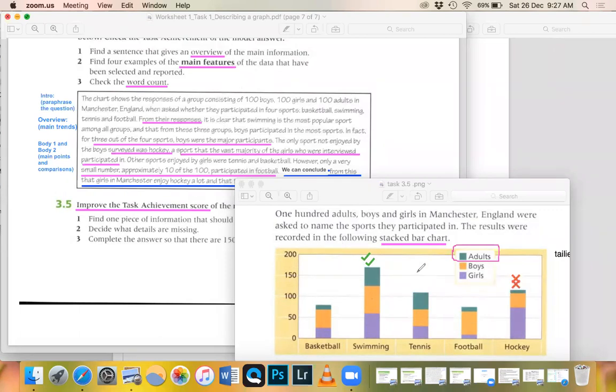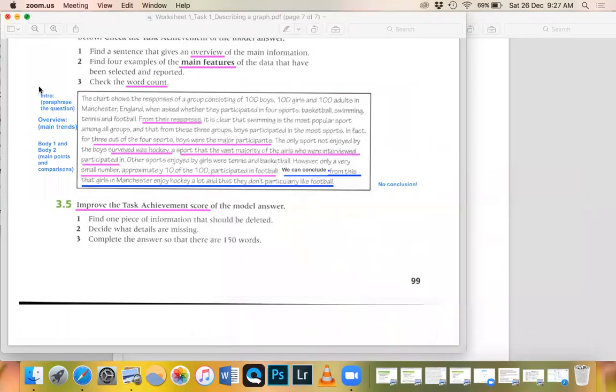We could say swimming is the most popular, or swimming and tennis were participated in the most, while basketball, football, and hockey were the least popular with adults. Okay, so that's some information we can add. Right, so if you like, you could take a screenshot of this. Okay, remember this is the structure of your task 1 for graphs and charts.